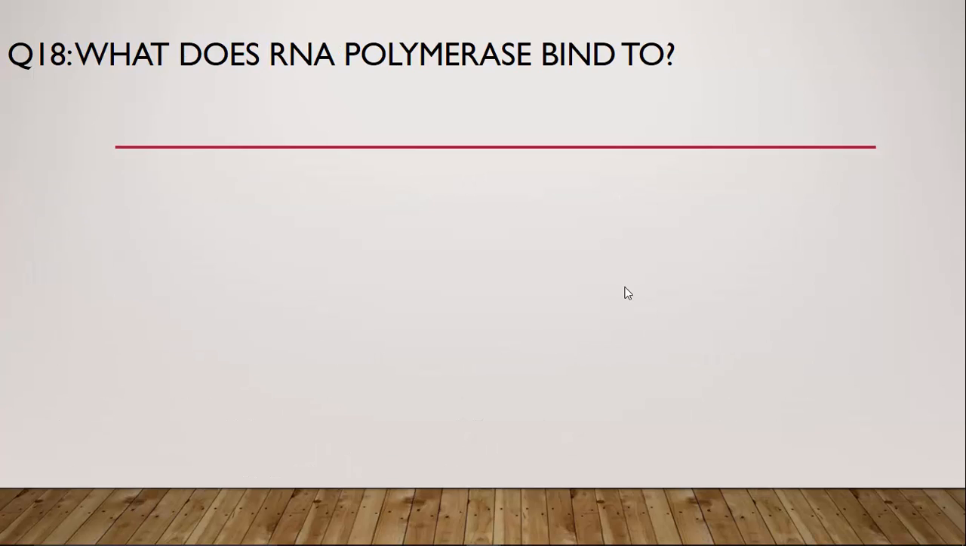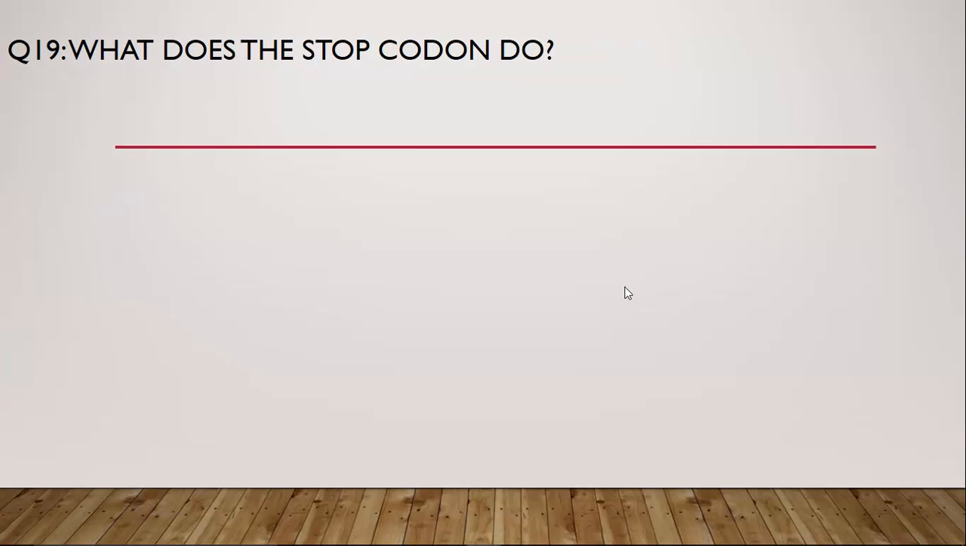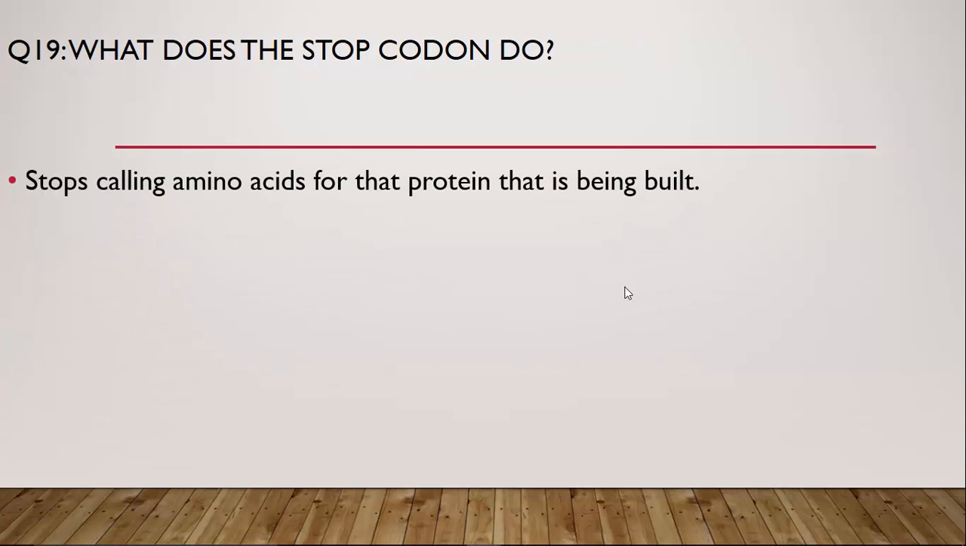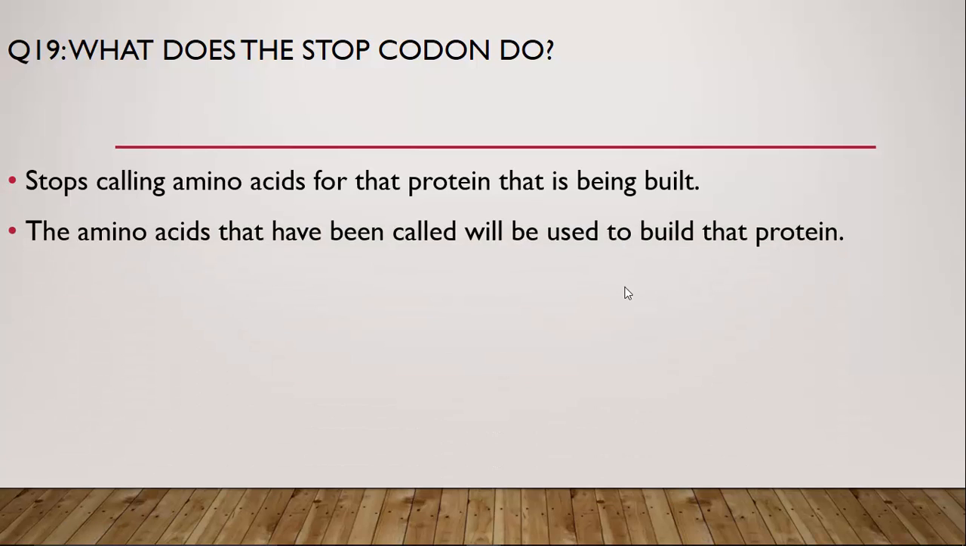So what does RNA polymerase bind to? Well, this is how RNA is made. So it's going to bind to that DNA, making a copy of that DNA. What does the stop codon do? Well, it stops calling amino acids for that protein that is being built. And when it stops calling amino acids for that protein being built, the amino acids that have already been called will be used to build that protein, whatever it may be, based on the mRNA code.